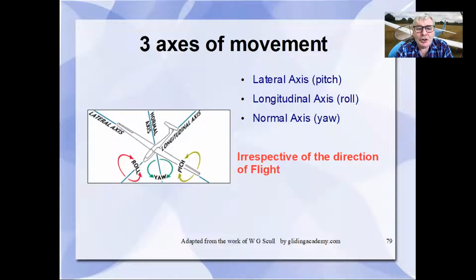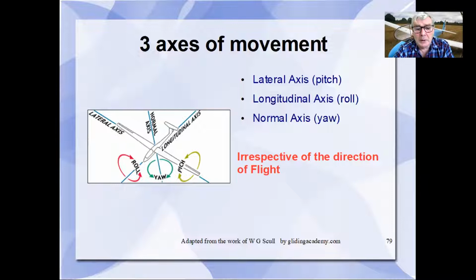We have three axes that we use to describe the movement of a glider. The lateral axis moves from wingtip to wingtip and passes through the centre of gravity and is used to describe pitch. The longitudinal axis runs from nose to tail, again through the centre of gravity and at 90 degrees to the lateral axis. And this we use to describe the movement around it as roll.